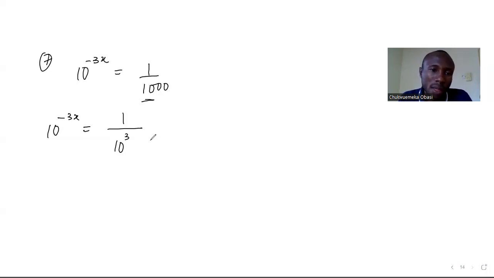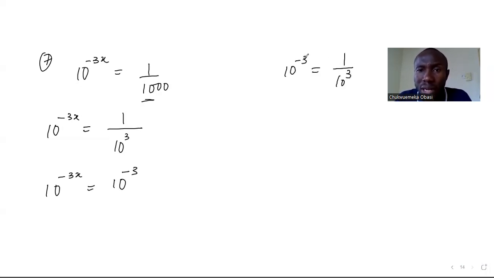So now remember, this can also be written as 10 to the negative 3x is equal to 10 to the negative 3. What is 10 to the negative 3? You will tell me it is 1 over 10 to the positive 3, by taking out this negative sign from here. So this is the reverse. So that is what I did. This is just the reverse, taking this to this side.